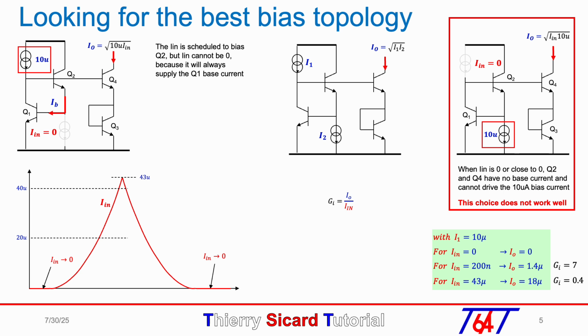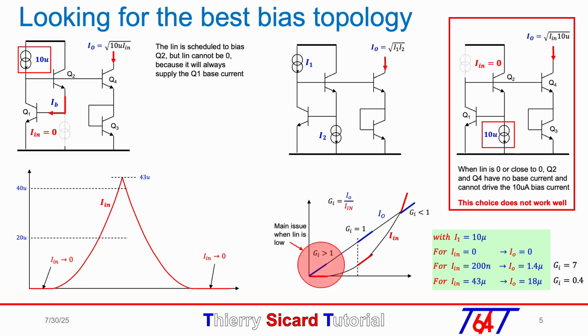This high gain at low input current is visualized in the graph. The current gain Gi equal I out over I in increases from a gain less than 1 to a gain equal to 1 and then to a gain well above 1.